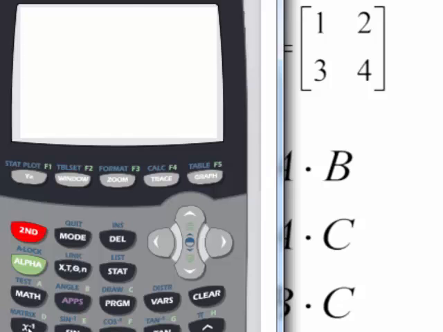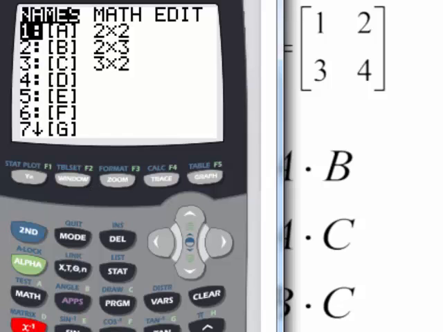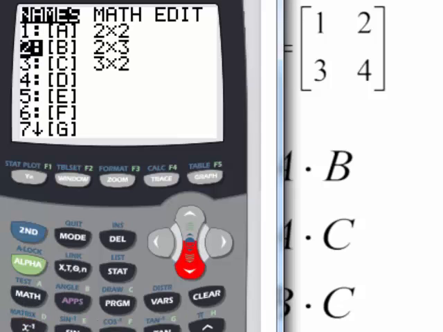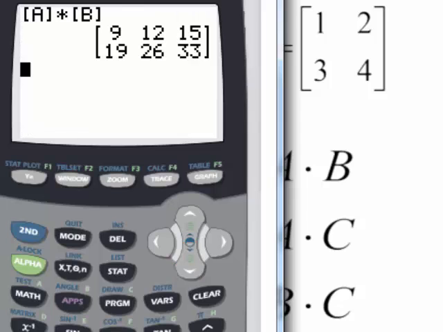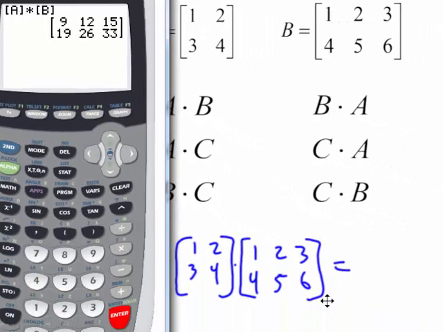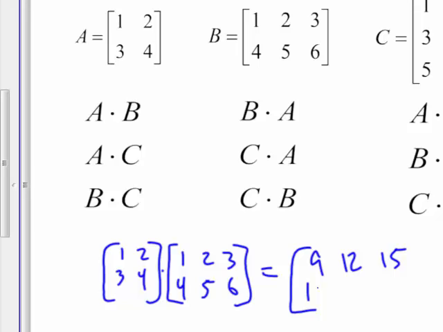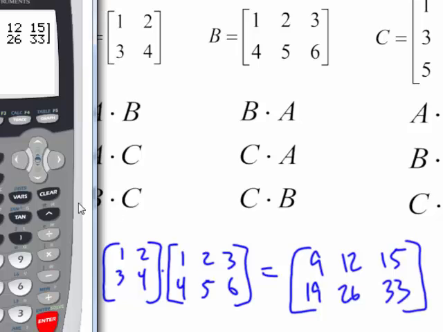Perfect. All right. So what I'm going to do is grab matrix A and multiply it by matrix B. Oh my gosh, it worked. So it took a 2 by 2 and multiplied it by a 2 by 3. Interesting. So that worked. Okay, so I'm just going to write down what that was: 9, 12, 15, 19, 26, 33. Weird.